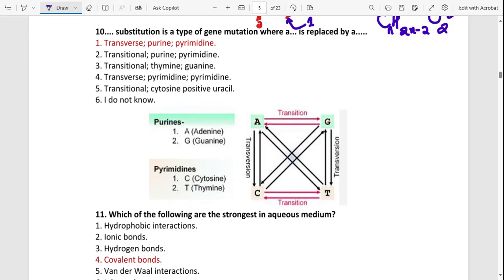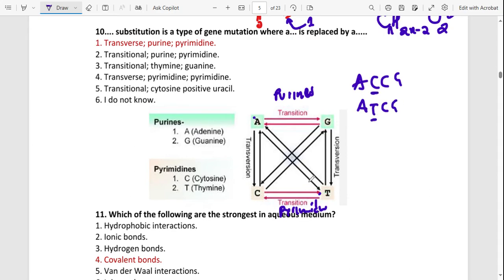Next question is saying dash substitution is a type of gene mutation where a dash is replaced by a dash. So again, if you just look down here, you have got adenine and guanine. Adenine and guanine, we call these purines. And then we have got cytosine and thymine. These are called pyrimidines. So where you get one pyrimidine and substitute it for another pyrimidine, or you get one adenine and substitute it for another adenine. So for example, you had A, C, C, G. After mutation happens, you'll now have A, T, C, G.